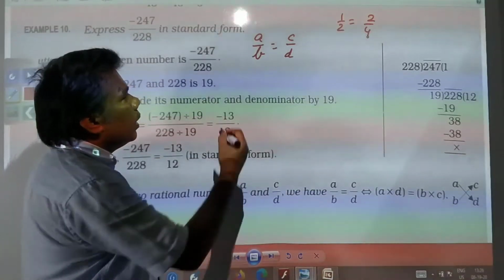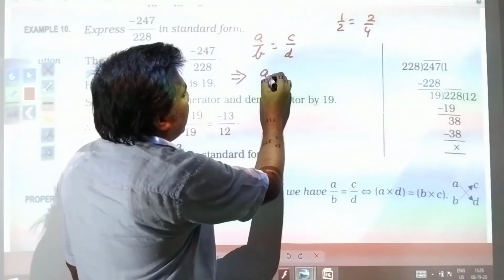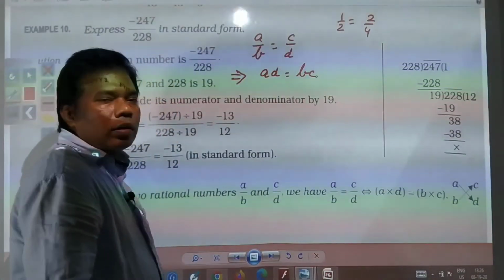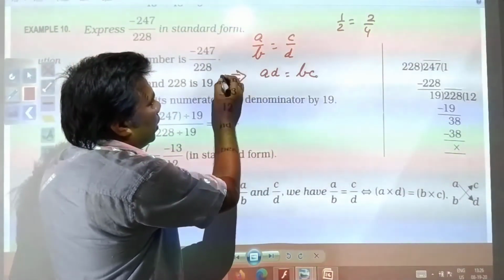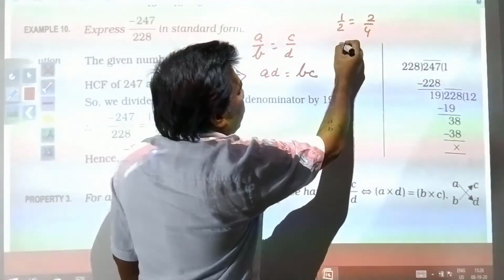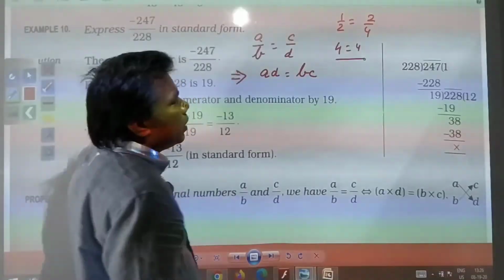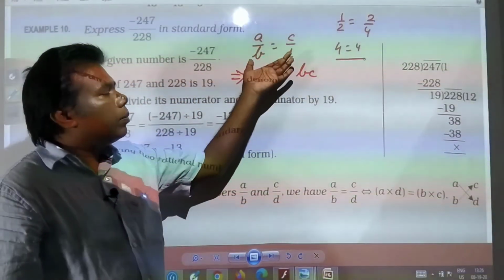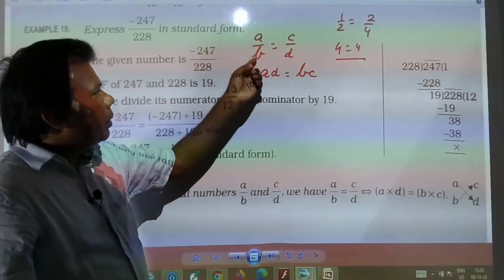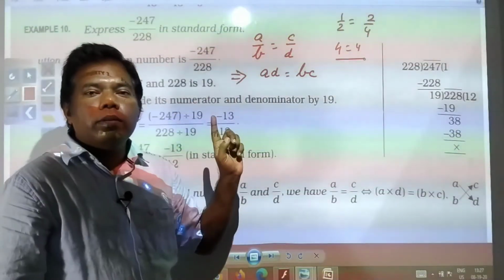If you have, then we can write a into d will be b into c, or vice versa. If this has been given, this also can be written. Here you see 4, 1 into 4, 2 into 2, it means 4, this you see. So if two rational numbers you have in such a way, both are equivalent rational number, a by b is equal to c by d, then it can be written a into d is equal to b into c.